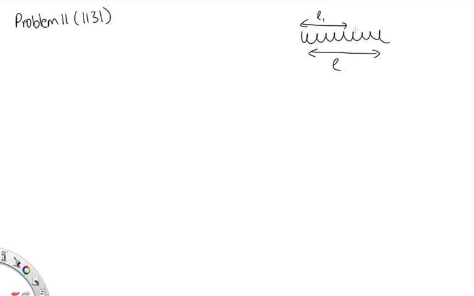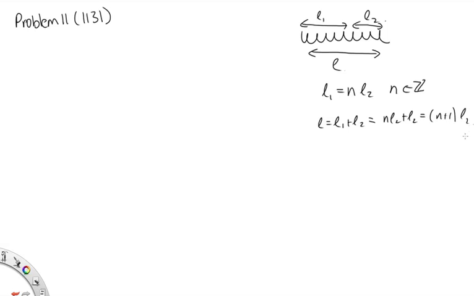Okay, this is problem 11, which is a 1131 only problem. In this problem, we're given a spring. It has length L, and then we split this spring up into two parts, L1 and L2, such that L1 is equal to nL2, where n is an integer. We know just from this that L is equal to L1 plus L2, so we could write this if we wanted as nL2 plus L2, so that's (n plus 1) L2.